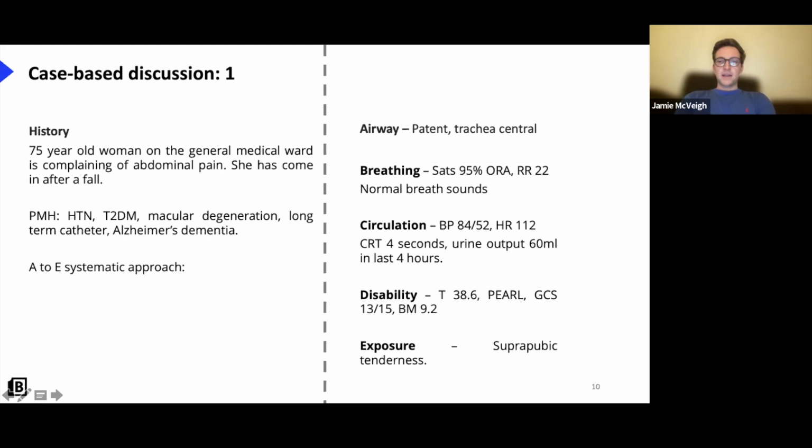So disability, nothing much apart from you notice that she's quite febrile, 38.6, and her GCS is a bit low. Now, she's got Alzheimer's, so we don't know what's normal for her. You would presume that normal would be maybe 14 out of 15, because confusion counts for a point reduction. But 13, she might be a bit drowsy, only responsive to voice. So that's a bit unusual. And then when you examine her, you find that she's got some suprapubic tenderness.